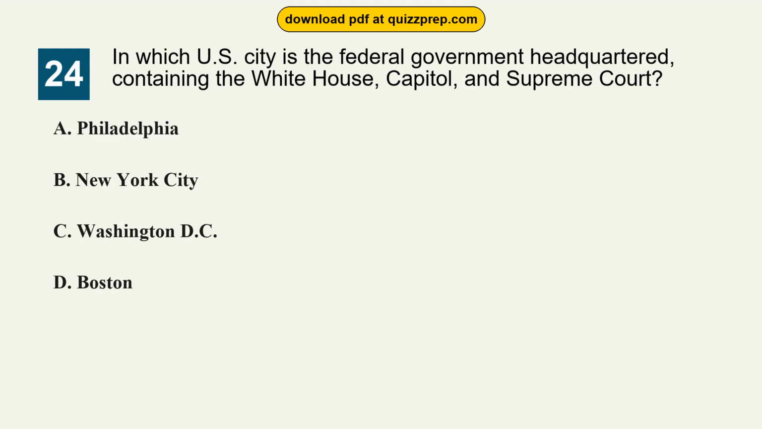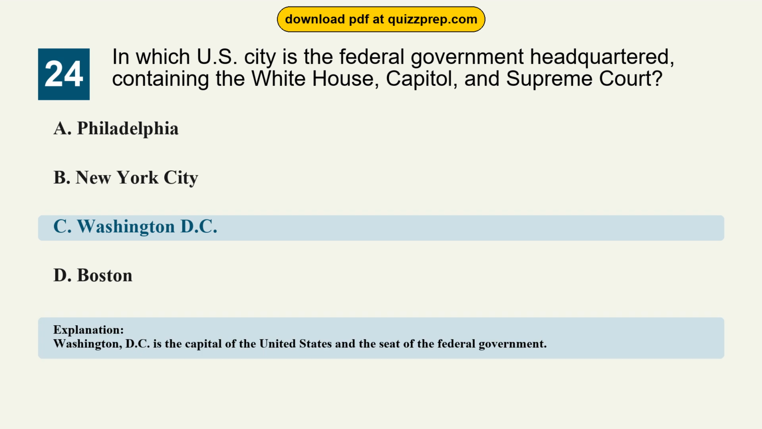Question 24. In which U.S. city is the federal government headquartered, containing the White House, Capitol, and Supreme Court? Option A. Philadelphia. Option B. New York City. Option C. Washington, D.C. Option D. Boston. The correct answer is option C. Washington, D.C. Washington, D.C. is the capital of the United States and the seat of the federal government.